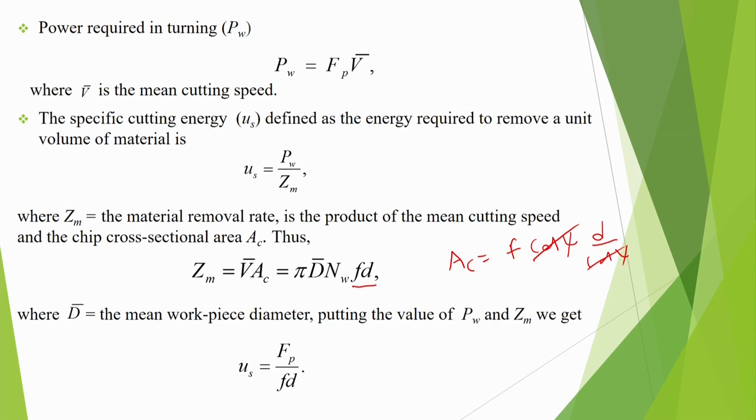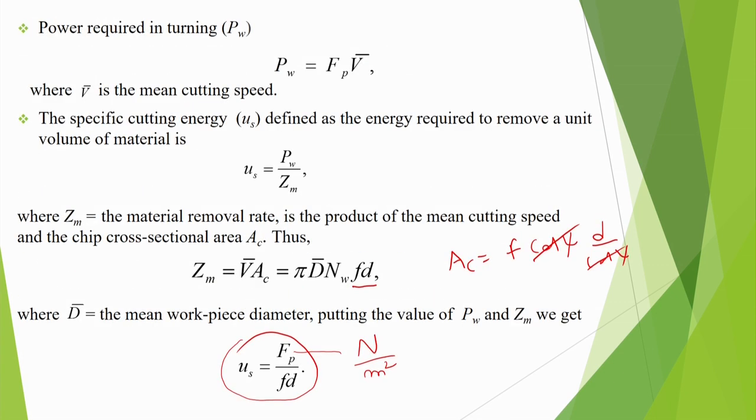If I put the values of Pw and Zm in this expression for Us, that is Fp into V divided by pi d N w, which is approximately V only, and f d. So ultimately you get Fp by f d, that is called specific cutting energy. So its unit is Newton divided by f in meters times d, so this is basically Newton per meter square, the unit is like that.